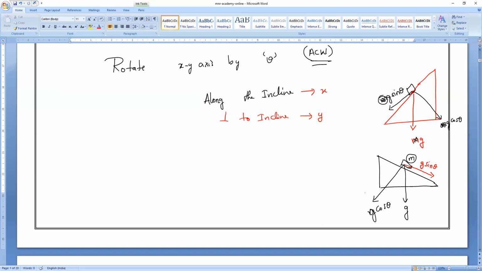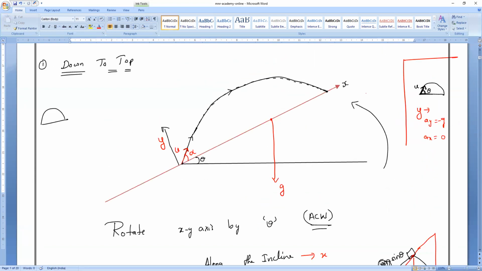Sin theta. Am I right? Correct or not? Yes, sir. That's all. So now here also, same thing. Just imagine like here, in the same inclination, if g is acting here like this.